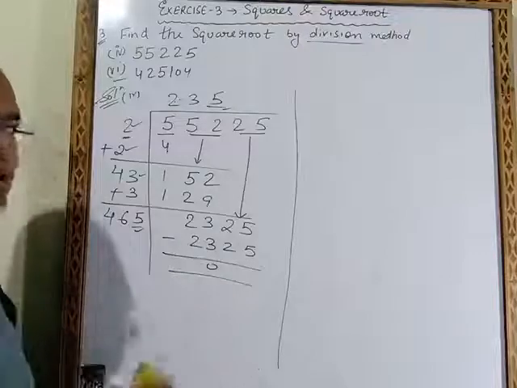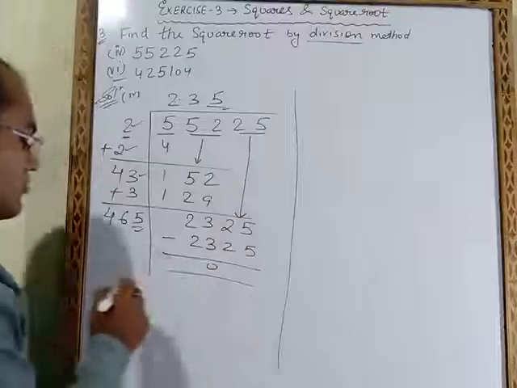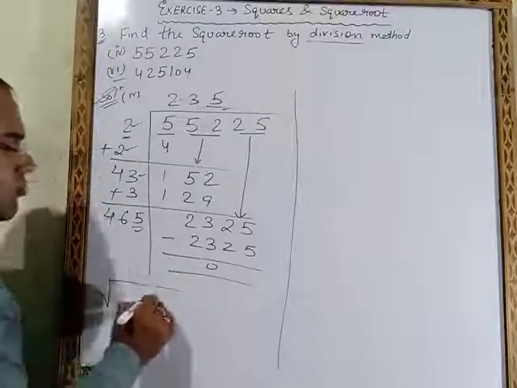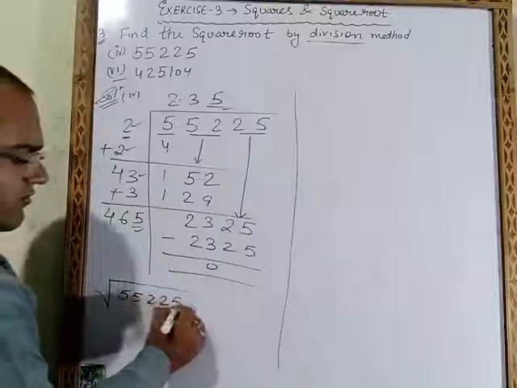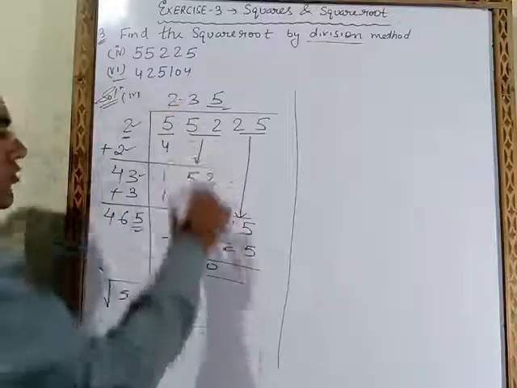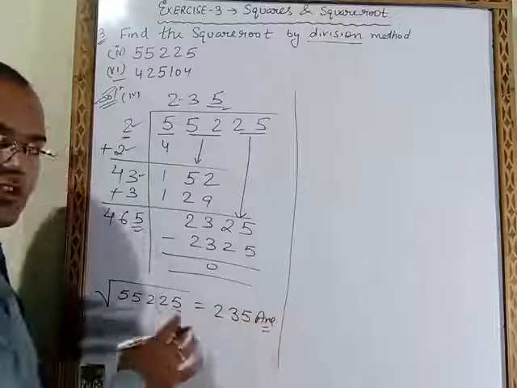Now remainder is 0. That means this square root is over. Now what you have to do? You have to write here the answer. Square root of 55,225 is equal to 235. So like this we have to do such questions.